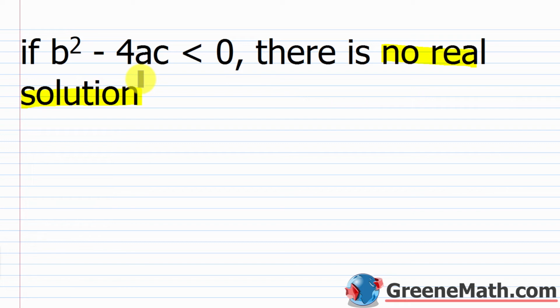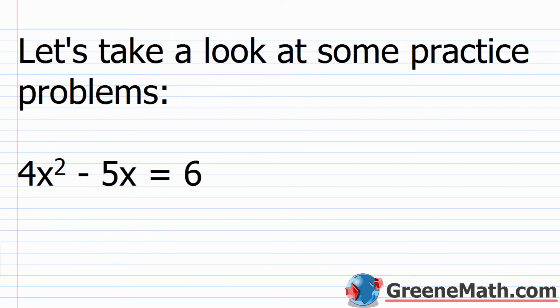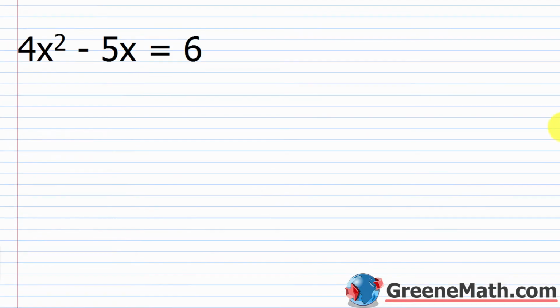There is a solution for it, but it involves the complex number system, which we just haven't covered yet. All right, so let's take a look at some practice problems. So we have 4x squared minus 5x equals 6. The first thing I'm going to do is write the generic form for the quadratic equation in standard form. You should have this on a flashcard, and it should be something that you memorize.